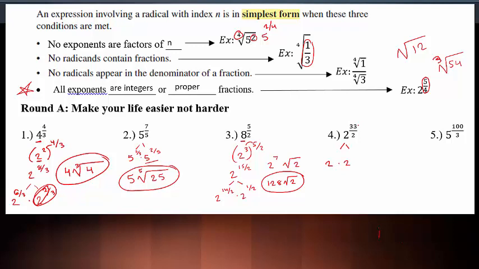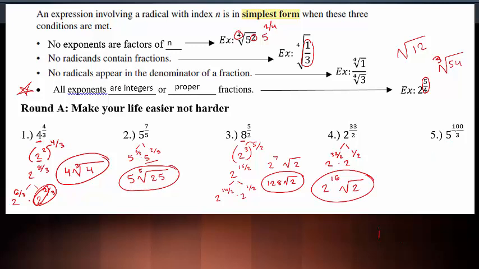I can't do 33 over 2, but I can do 32 over 2, and that will leave me with a 1 over 2. So this becomes 2 to the 16th, which is really big, so I'm just going to leave it as 2 to the 16th. And this converts back into the square root of 2. And then we'll do one more.